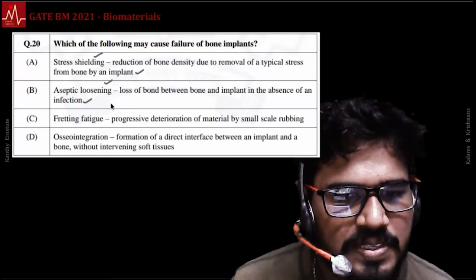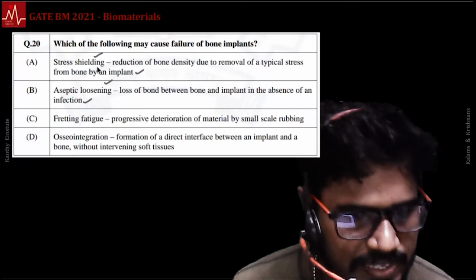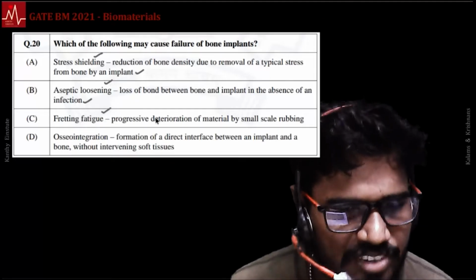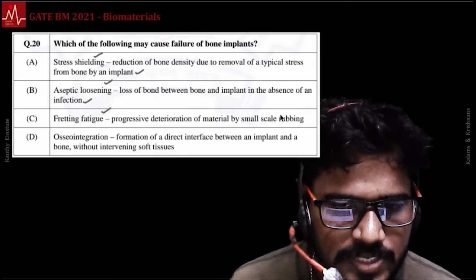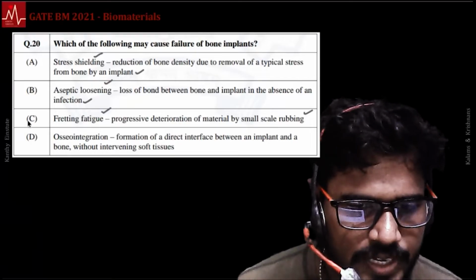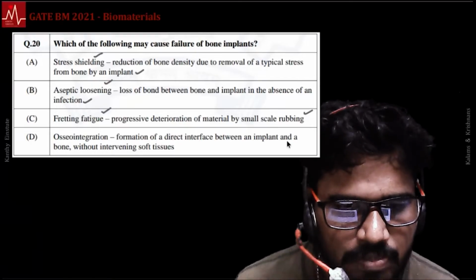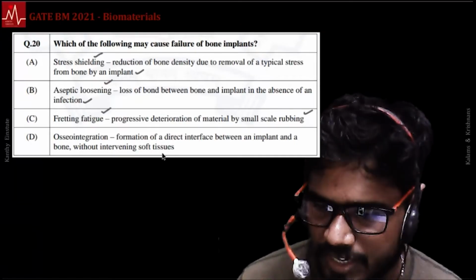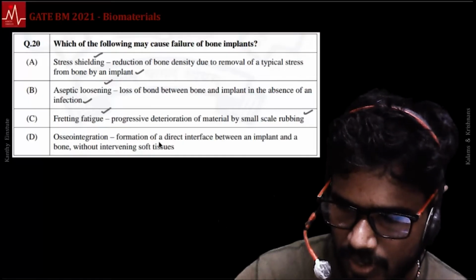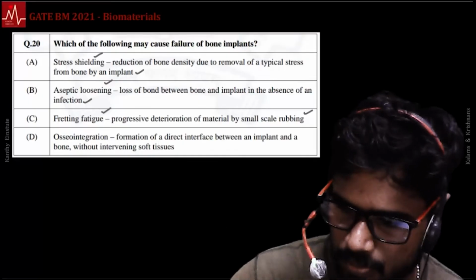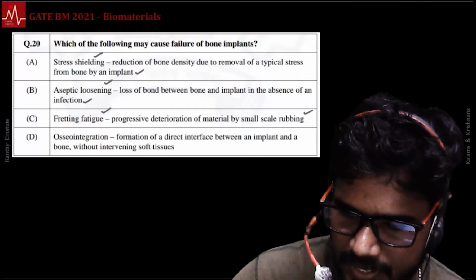All you're supposed to do is identify which of these are actually failures, right? Fretting fatigue, by definition, is progressive deterioration of material by small-scale rubbing. Then osseointegration is the formation of a direct interface between an implant and a bone without intervening tissues. Which of the ones are correct options here? This, I suppose, is a multiple select question.